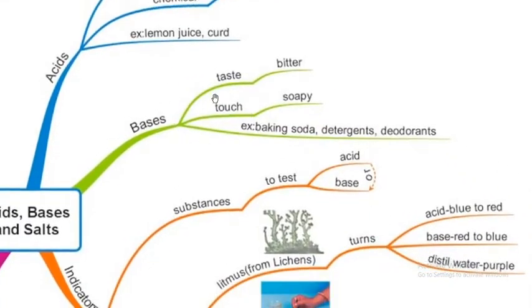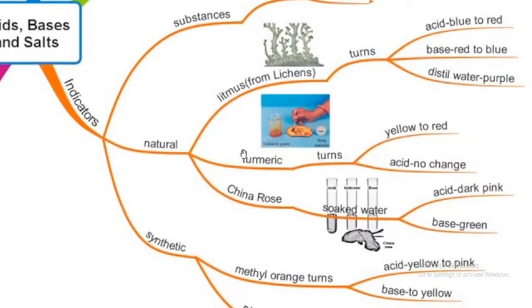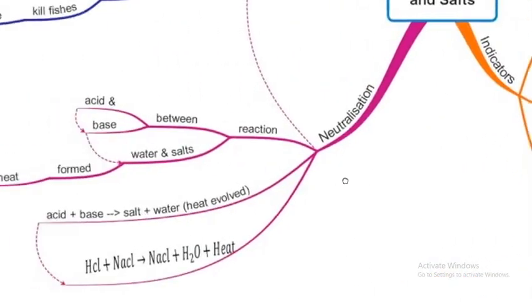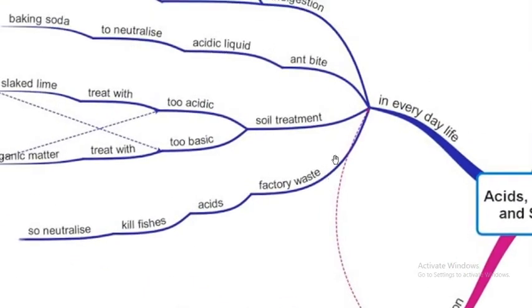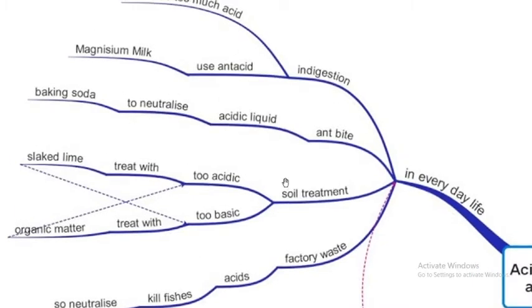About bases also, how they feel to the touch, what the taste of those bases is, and examples. And if you see indicators, we have seen different kinds of indicators like natural indicators and synthetic indicators, and examples for each kind. And about neutralization also, neutralization means the reaction of acids and bases to form salt and water. Next, the applications of these neutralization reactions in our daily life. So based upon all these concepts, we are going to have a practice now.